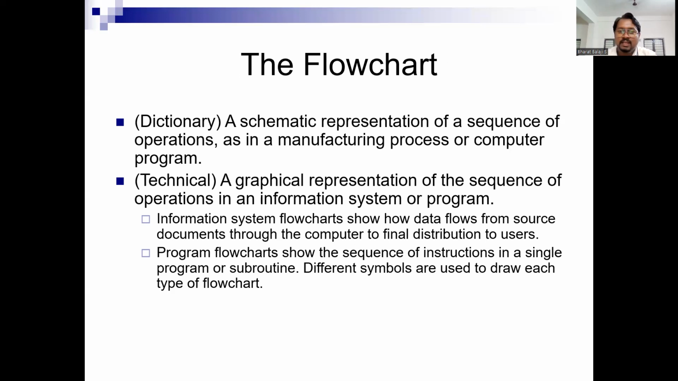As per the dictionary, a flowchart is a schematic representation of a sequence of operations, as in a manufacturing process or computer program. Either it may be a manufacturing process or a computer program. As a technical definition, a flowchart is a graphical representation of the sequence of operations in an information system or program. Once again, I repeat, a graphical representation of the sequence of operations in an information system or program.